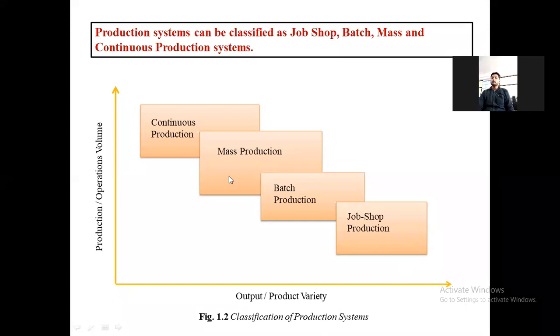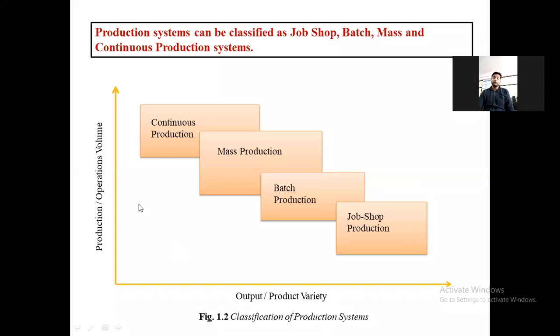So on that variety and volume basis, we have segregated these four types of production system: job shop, batch production, mass production, and continuous production. As we are moving from job shop production towards continuous production, the volume of production goes on increasing, but the variety of production goes on decreasing.